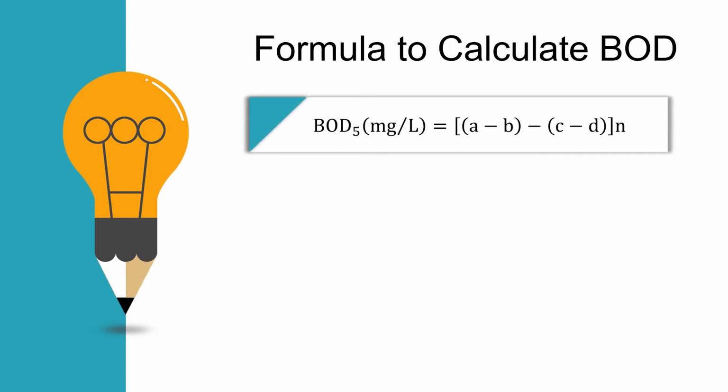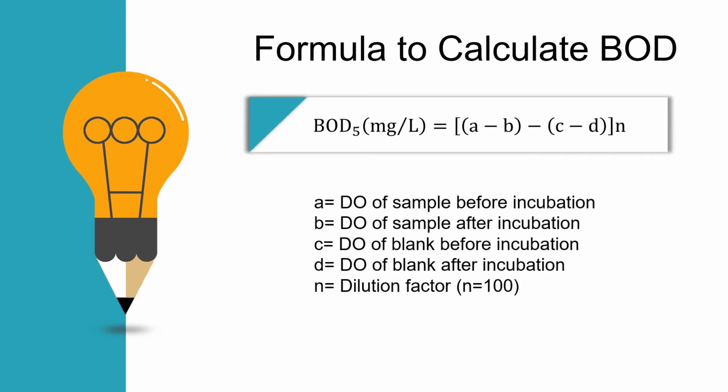Now let us refer to the formula to calculate the BOD value. This is the formula for BOD. A is the amount of dissolved oxygen of sample before incubation. B is the amount of dissolved oxygen of sample after incubation. C is the amount of dissolved oxygen of blank before incubation. D is the amount of dissolved oxygen of blank after incubation.